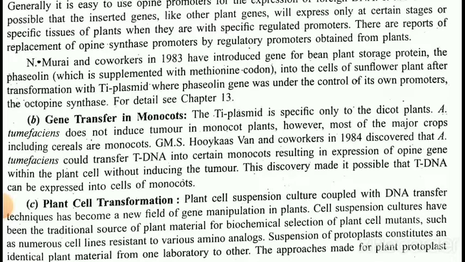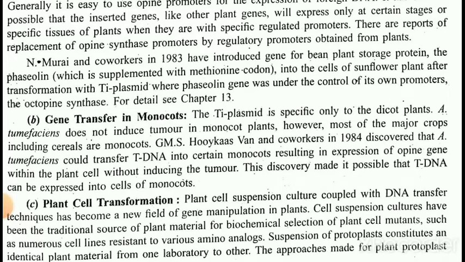Murray and co-workers in 1983 introduced the gene for the bean plant storage protein phaseolin, supplemented with a methionine codon, into the cells of sunflower plant after transformation with T plasmid, where the phaseolin gene was under the control of its own promoters, the octopine synthase. For details see chapter 13.